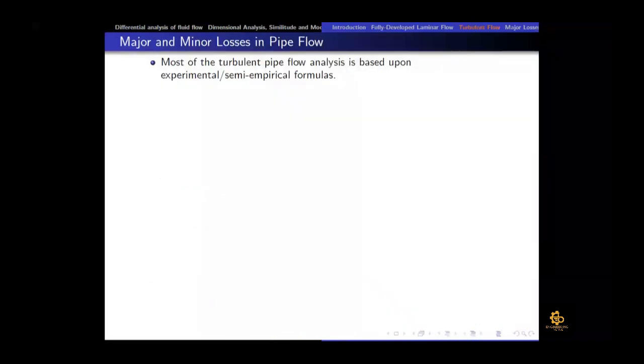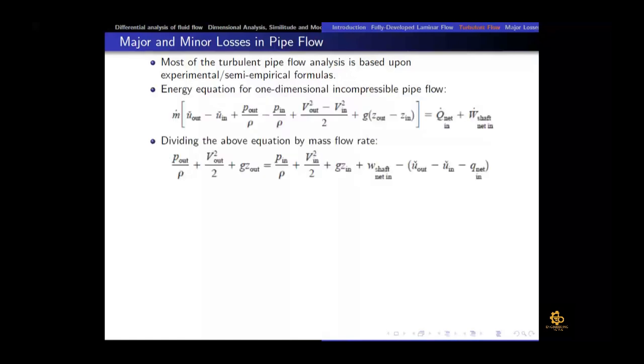Most of the turbulent pipe flow analysis is based upon experimental, semi-empirical formulas, because, as we discussed in detail in chapter number 6, the solution of the Navier-Stokes equation is only possible for certain simplified cases, like flow between parallel plates if the flow is laminar and fully developed. But for turbulent cases, there is no generic solution. So it is rather experimental or semi-empirical correlations which are available for turbulent pipe flow. So we need to come up with those patterns, which we will come across in the next few slides.